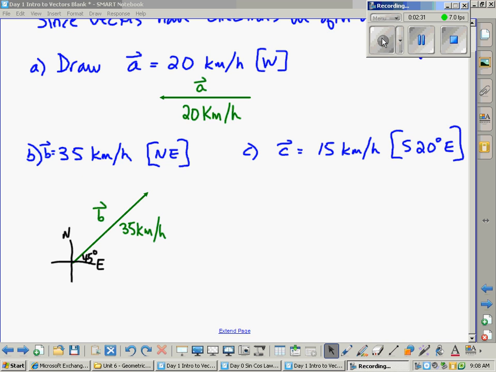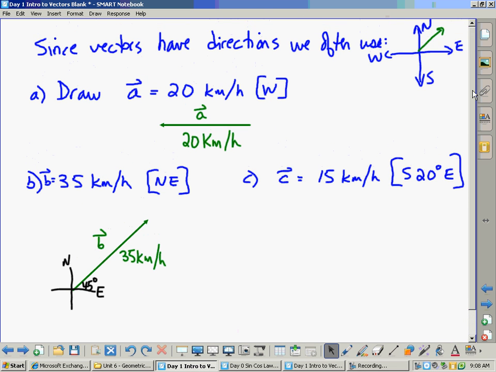Our last example asks for vector C to be 15 kilometers an hour south, 20 degrees east. So I'm going to begin with our small little axes here to help give me a reference. And you'll notice that south 20 degrees east begins always with north or south, and then describes how many degrees you go in a certain direction. So if I'm considering south 20 degrees east, in my head I'm just going to go, okay, south, and then go in this direction 20 degrees until I get my vector.